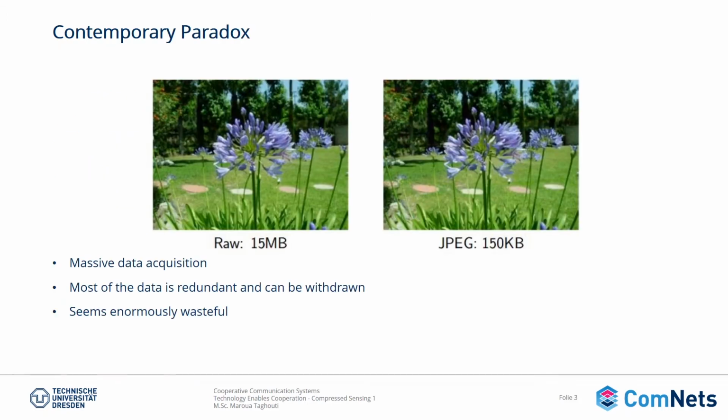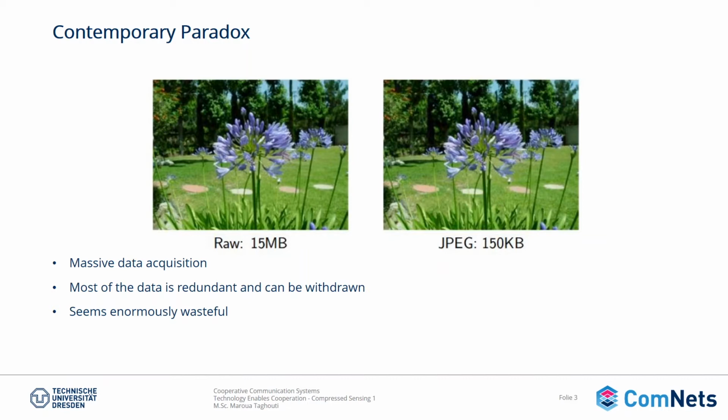Okay, so let's start by giving a contemporary paradox. You could see here we have two pictures. One is a raw representation of some nice spring flower. The raw image size is 15 megabyte, whereas when we use a JPEG compression, we would see that this will be reduced to only 150 kilobytes. We can notice that basically for our eyes, we don't see any differences between both pictures.